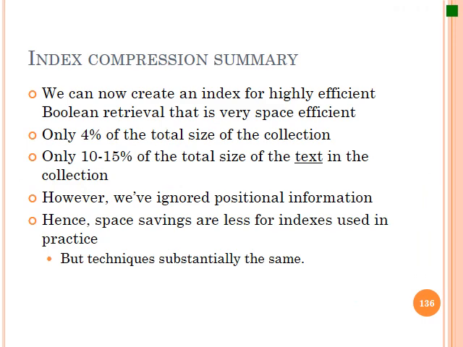So in summary, we can now create an index for highly efficient Boolean retrieval that is very space efficient. Only 4% of the total size of the collection is needed, and only 10 to 15% of the total size of the text in the collection is needed in storage. However, we have ignored the positional information. So space savings are less for indexes used in practice, but the techniques are substantially the same.